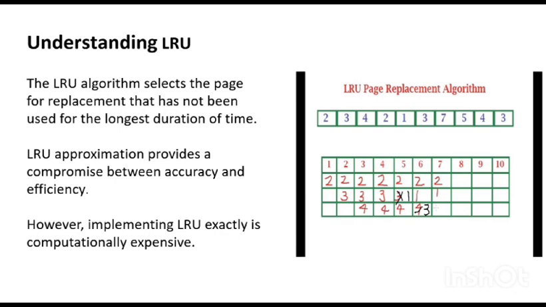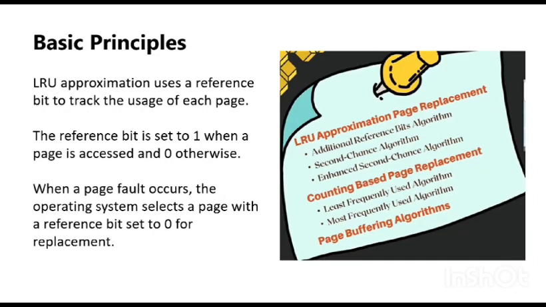Let's consider the reference string and the pages. Number of frames equal to 3. Page faults equal to, hits equal to. How can it be solved? First, the number of frames available is 3. This is a page fault.